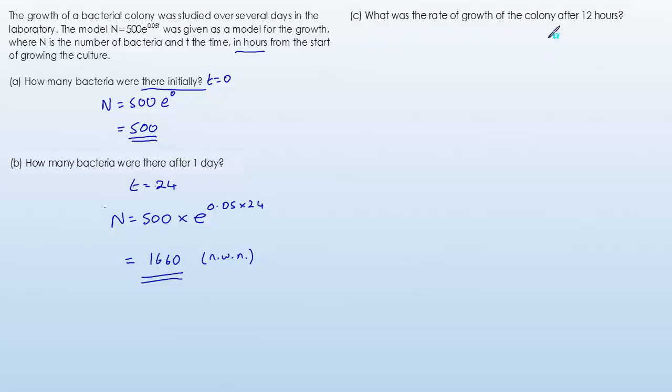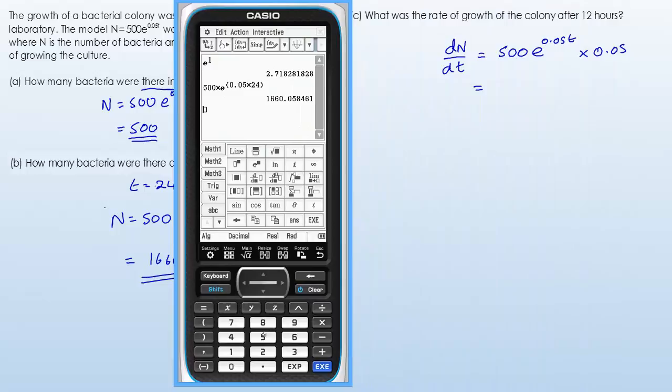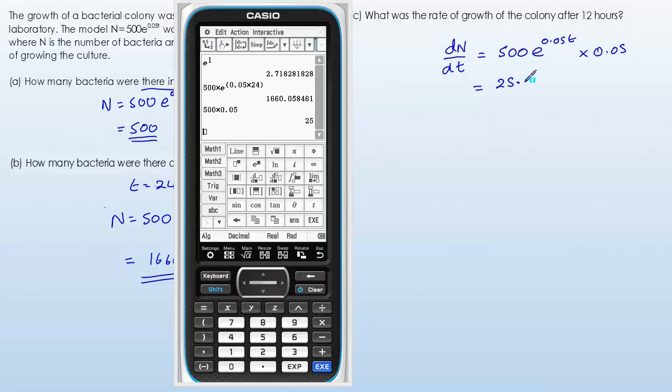What was the rate of growth of the colony after 12 hours? So rate of growth, we're going to want dN/dt. So that's going to be 500e^(0.05t) multiplied by the differential of the inside function, which in this case is 0.05. So 500 times 0.05 gives us 25. So that's going to be 25e^(0.05t).